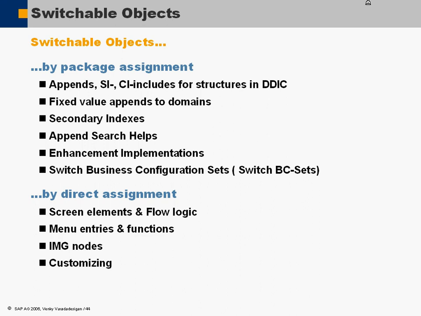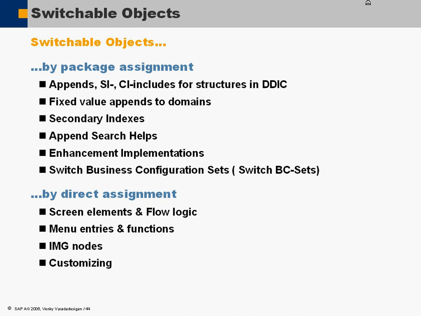So using the package assignment, what are the objects that you can control? The append structures, the SI and CI customer includes in case of data dictionary structures, and in domains you have fixed value appends, and any secondary index assigned to a package is switchable, and the appends for search helps, and of course enhancement implementations, all the 4 technologies we have seen today, those are switchable. And then you have the BC sets, the business configuration sets, which are switchable using the package assignment.